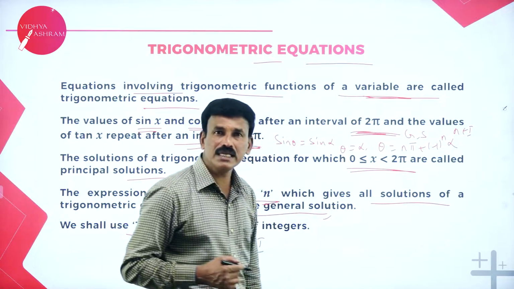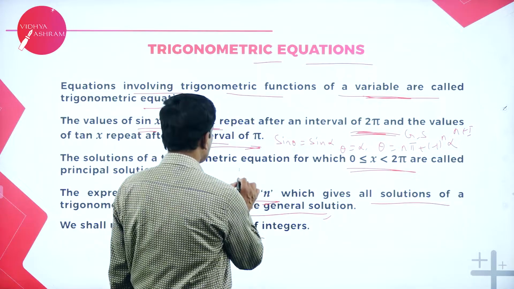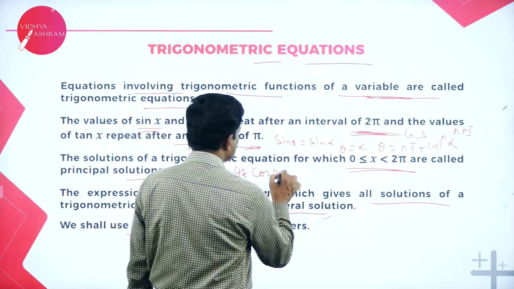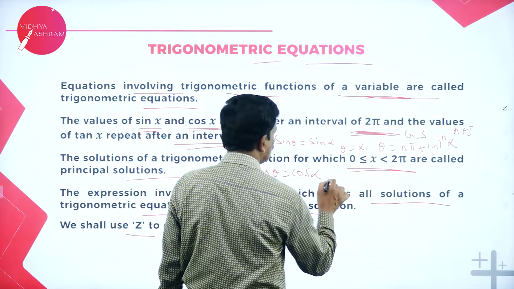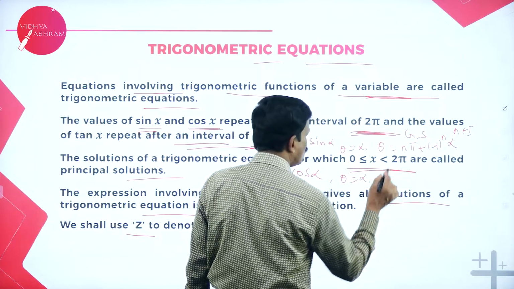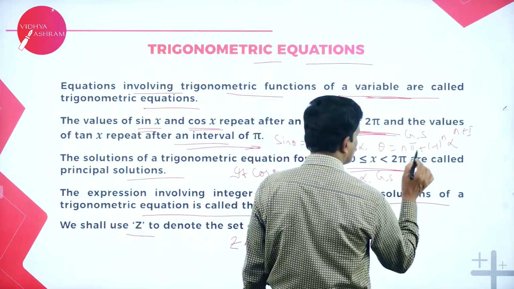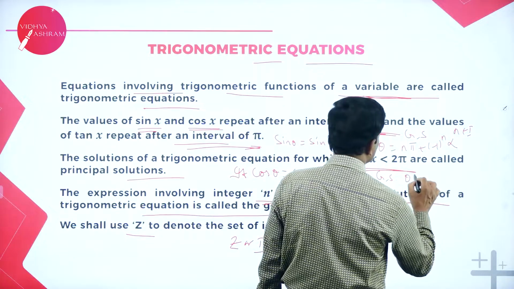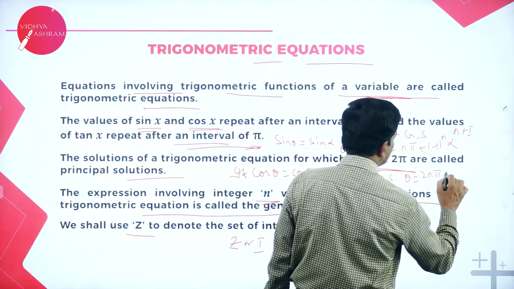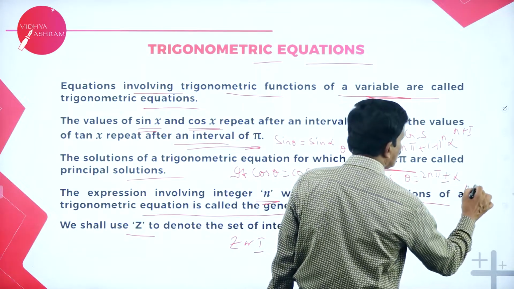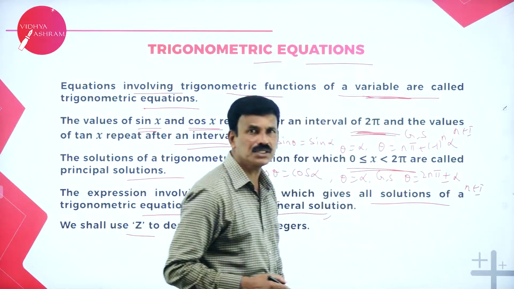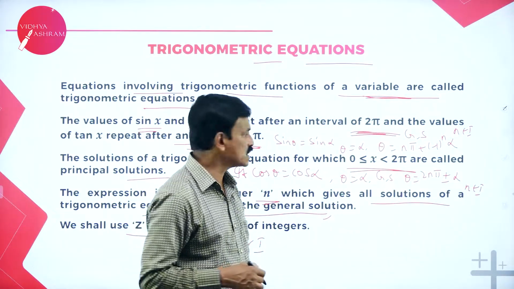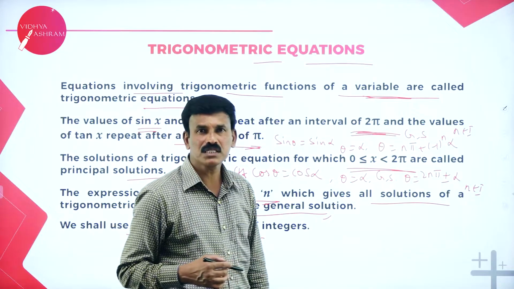Now similarly for cos theta, suppose cos theta is equal to cos alpha, then theta is equal to alpha. The general solution for cos theta is 2n pi plus or minus alpha, where n belongs to any integer. So the general solution for cos theta is 2n pi plus or minus alpha.